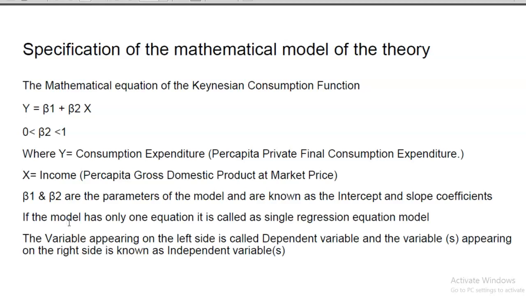If the model has only one equation, where we have one dependent and one independent variable, it is called a single regression model. Such a model is called a single regression model or two variable regression model. Two variable means one dependent and one independent. The dependent variable here is consumption expenditure and the independent variable is income. So this is the mathematical form.